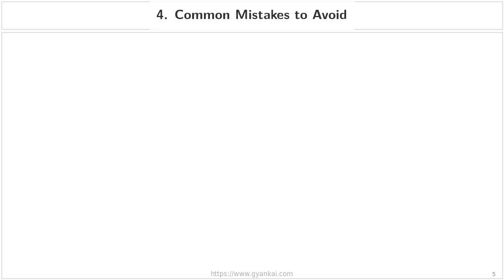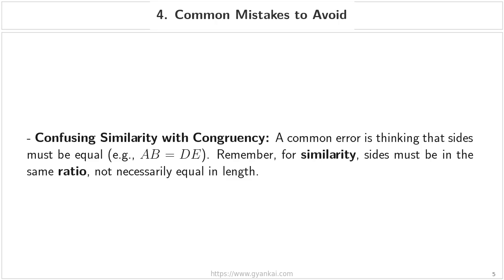4. Common mistakes to avoid. First, please be careful not to confuse similarity with congruency. This is a very common error. You might find yourself thinking that the sides must be exactly equal, for example, saying that side AB equals side DE, but remember what we discussed in our second slide. For similarity, we aren't looking for equal lengths, we are looking for a constant ratio. The sides don't have to be the same size, they just need to scale proportionally.